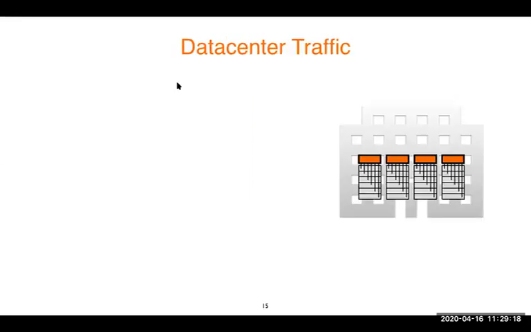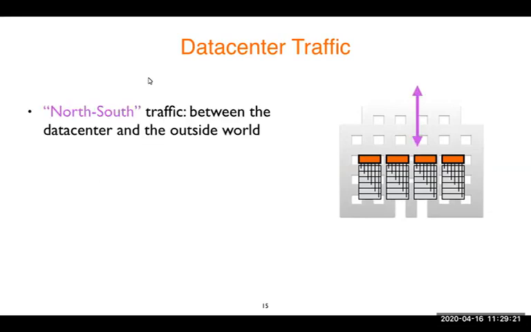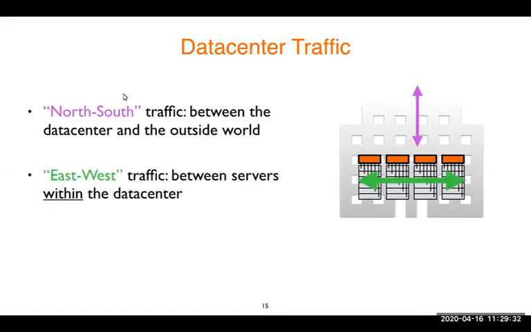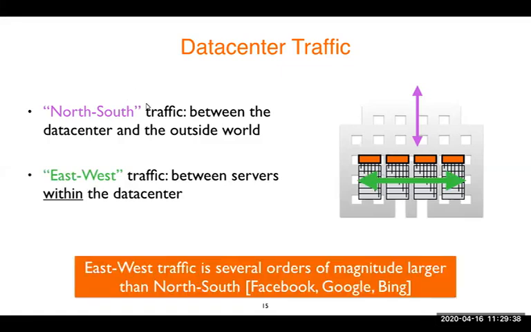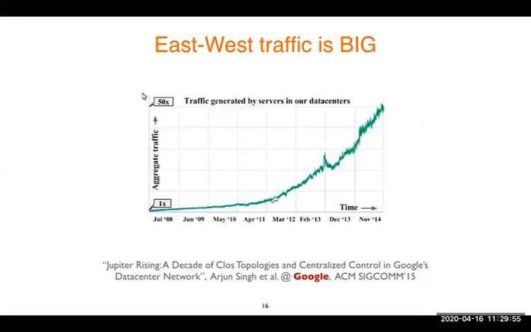So where I'm going with this: if we talk about data center traffic, you'll typically hear people talk about north-south traffic. This is traffic going between the data center and the outside world. So this is like the user sending in their request to the data center. And then we talk about east-west traffic. This is traffic between servers within the data center. And by all accounts and everything we've heard from all data center operators, east-west traffic is several orders of magnitude larger than north-south traffic. And so that's really going to be our focus: how we support this east-west traffic.